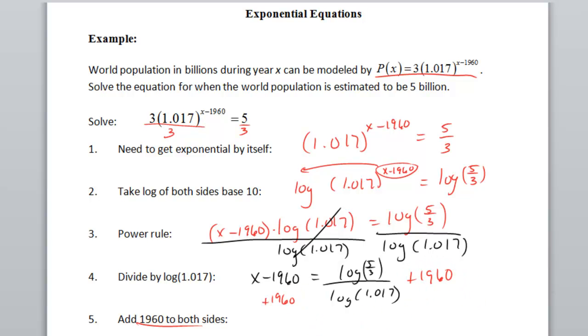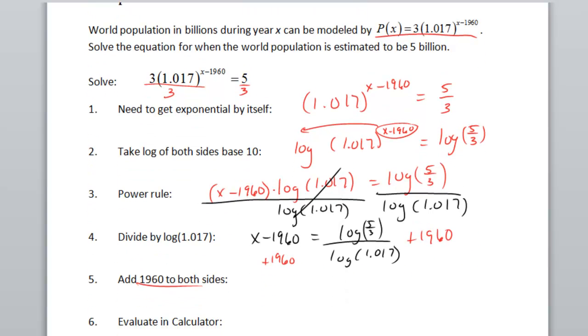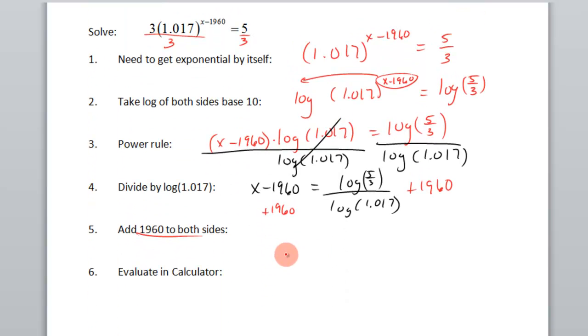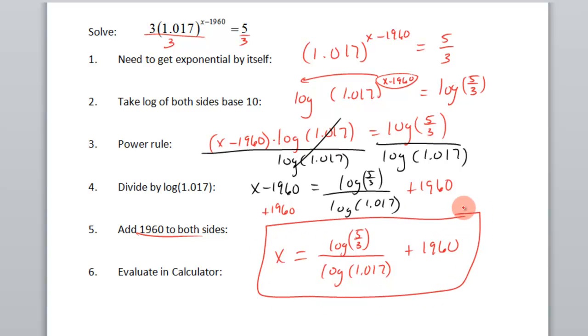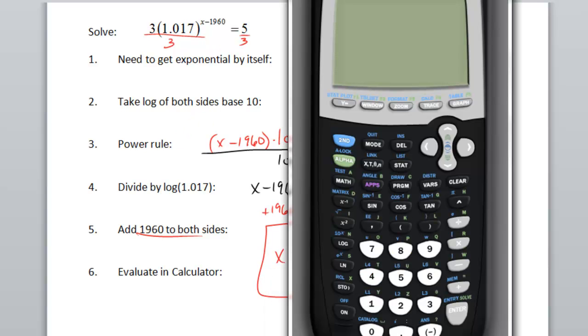So my answer finally, let's move down a little bit, is x equals the log of 5/3 over the log of 1.017 plus 1960. Now that's the exact answer, but we need to find out in years what it would be. So I've got to put it in the calculator. I've got to be careful how I put it in the calculator. So let's grab the calculator.